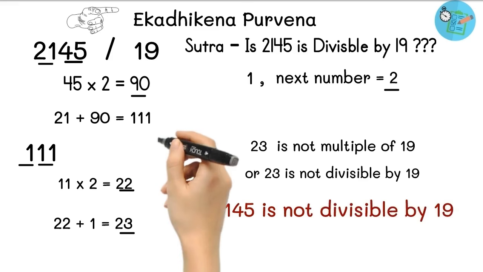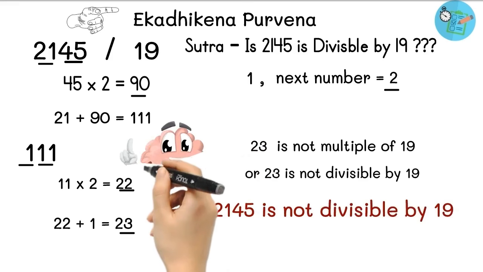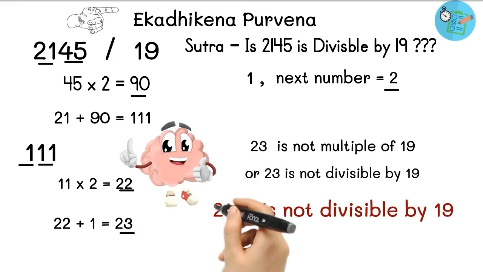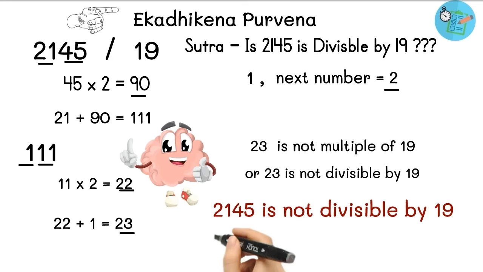So in this way you can apply Vedic Maths Sutra Ekadikena Purvena to find out whether the given number is divisible by the number which ends with 9 or not.